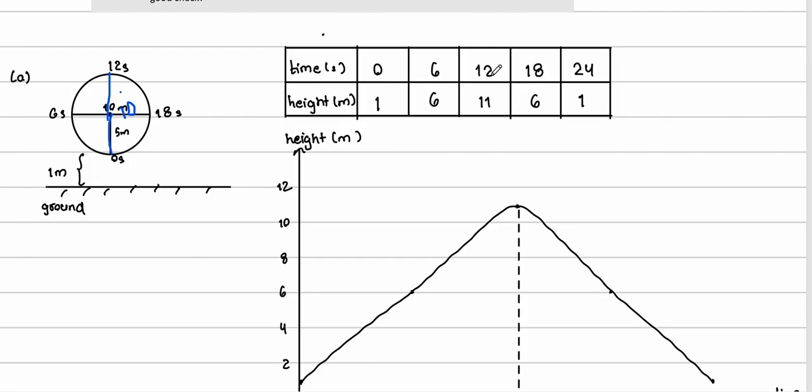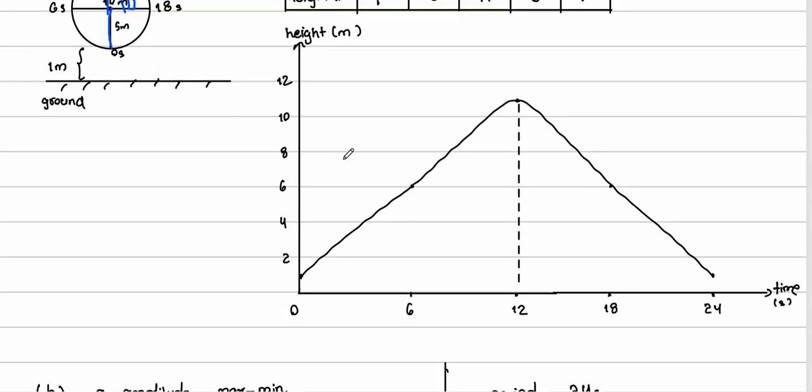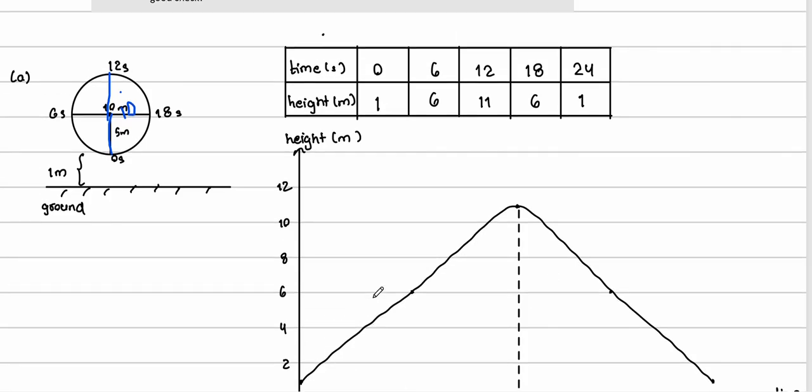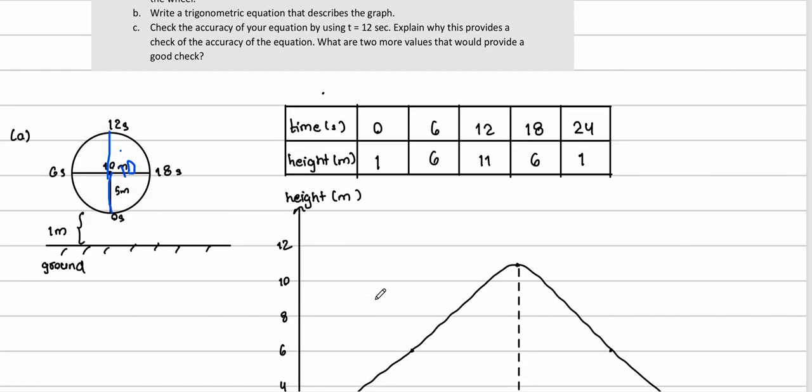At 12 seconds, the whole diameter plus 1 is going to be 11. At 18 seconds, it's going to be 6 again, and 24 seconds is going to return to the original point, so it's going to be 1 meter above the ground. So this is my graph, and I've already drawn that: 0, 6, 12, 18, and 24. It's a little bit ugly, but I think it might be a good representation of the graph.